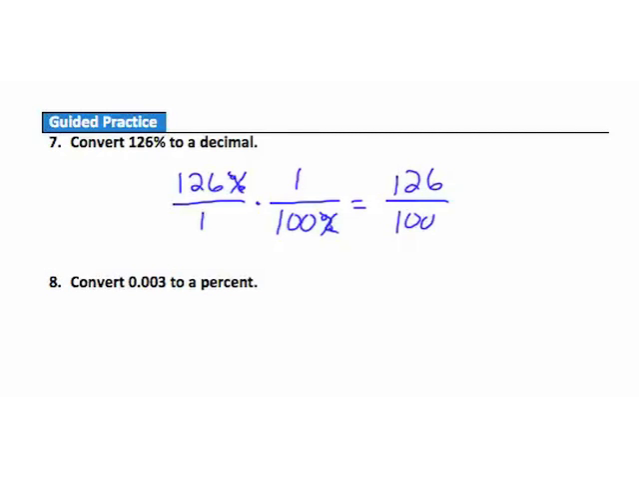Dividing by 100 is just going to move the decimal 2 places to the left to make this a smaller number. So with 126, the decimal starts at the right. We're going to move it 2 places to the left. So we're going to get the decimal number 1.26.